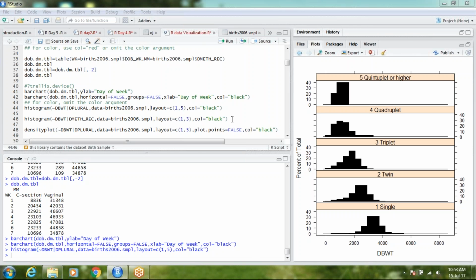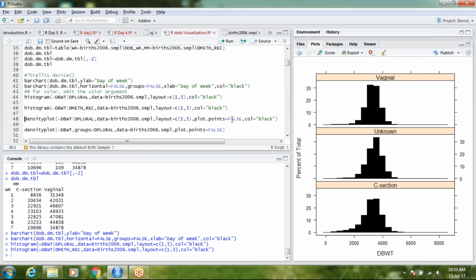Now let us use something else. Is childbirth associated with the kind of delivery that the child had? It doesn't make much of a difference. All of them seem to be in the same position. A bit of variance is there, but more or less it seems like a similar kind of distribution for each of them.